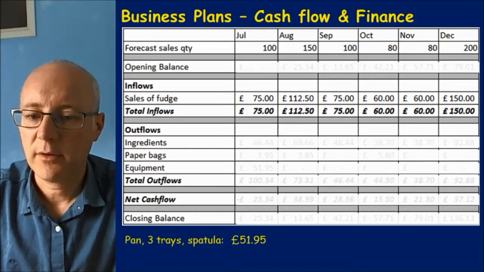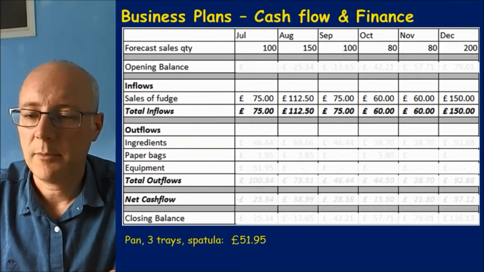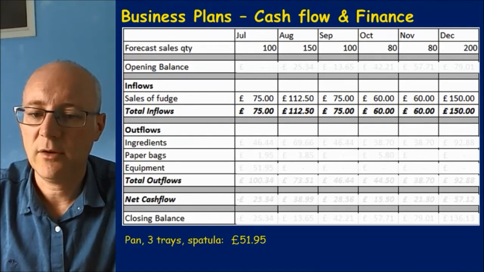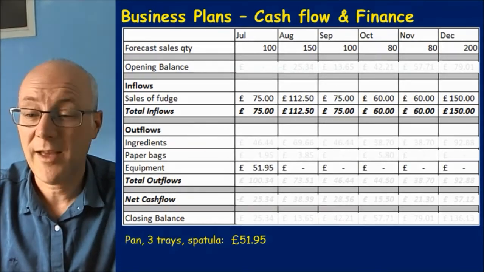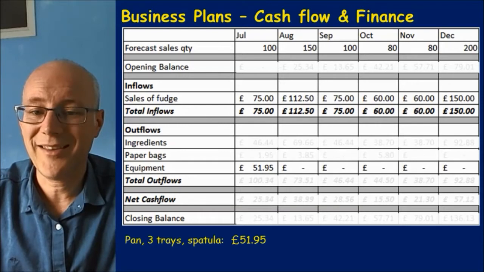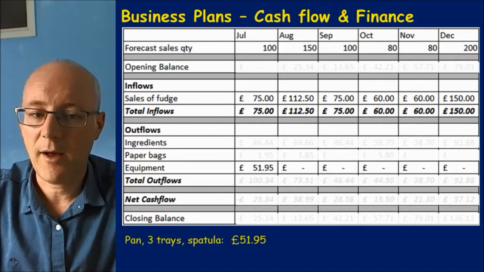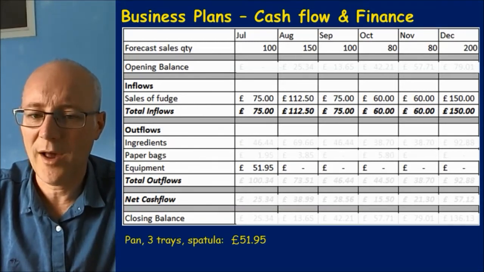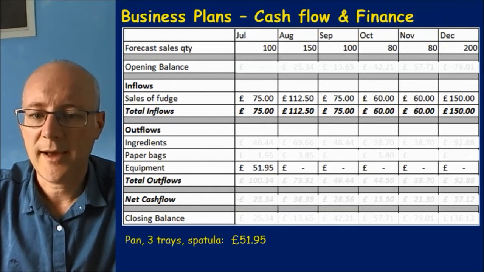First of all, equipment. I said, if you remember last week, I'm going to buy a pan, I'm going to buy 3 trays to put the fudge in, and I'm going to buy a spatula to help make the fudge and to spread the fudge out in the trays. And that came to a total of £51.95. And I only need to pay that once because I buy that equipment in July, and then that's going to be with me. Then I don't need to buy that equipment again unless I break anything in the process, or in case anything wears out, which it shouldn't do in that 6 months. So that's just an outflow in July.